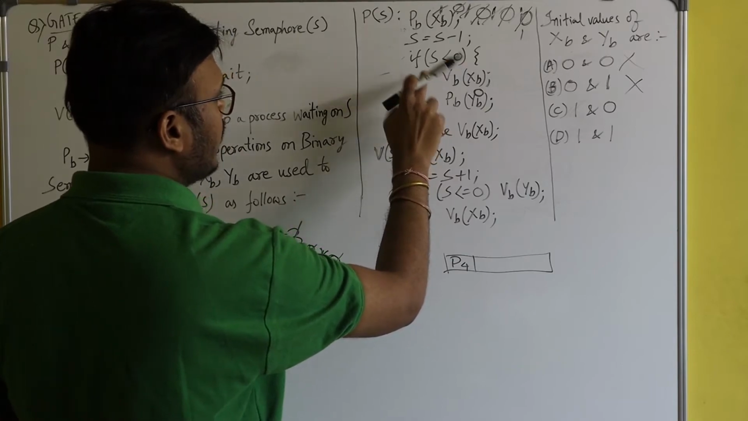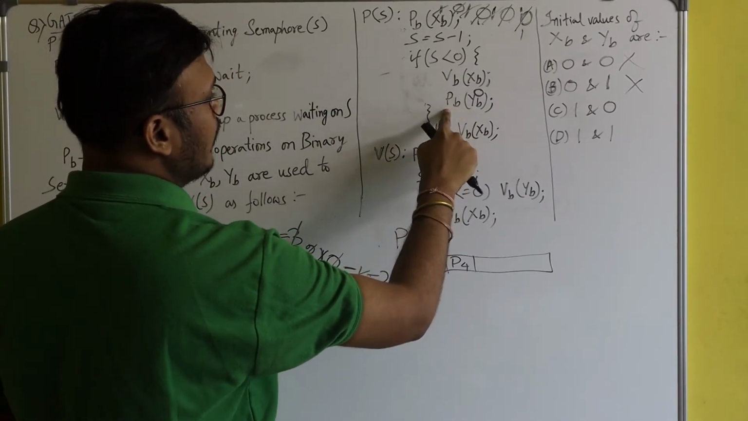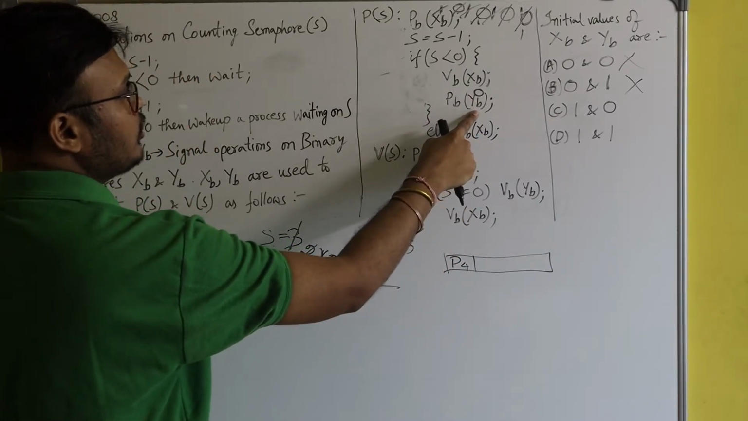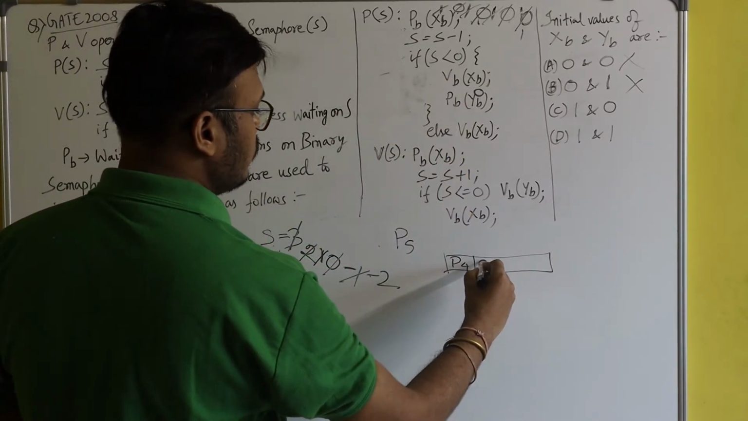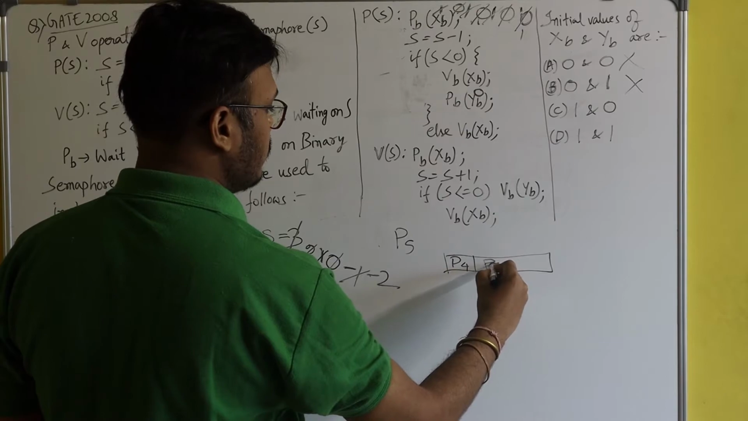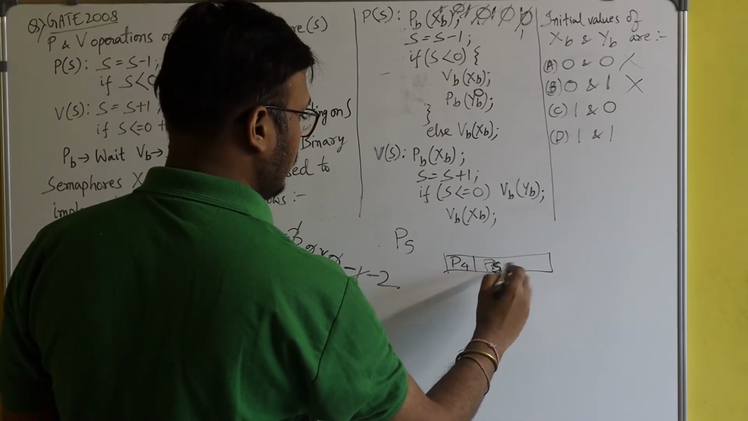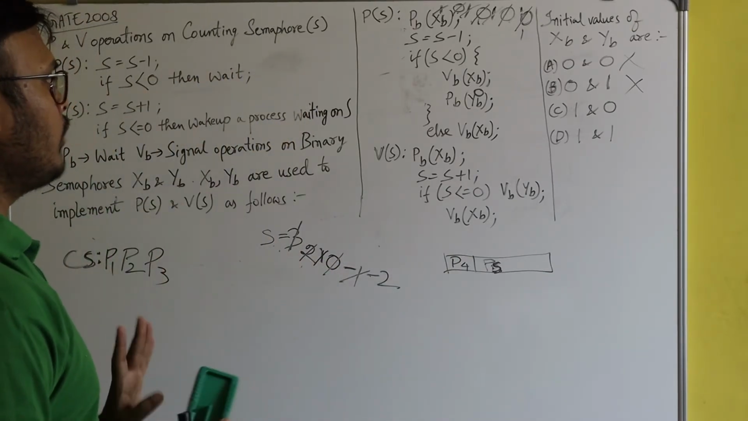After executing this line, P5 will execute this line. Since the value of YB is 0, PB of YB means the binary semaphore value is 0, so now P5 will get blocked here. So here you see P5 is blocked. So P5 is in the blocking queue. Fine. Till now, everything is fine.